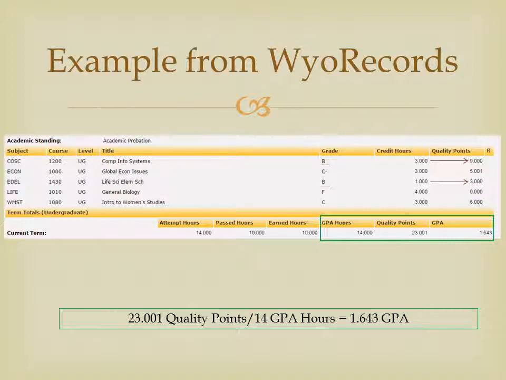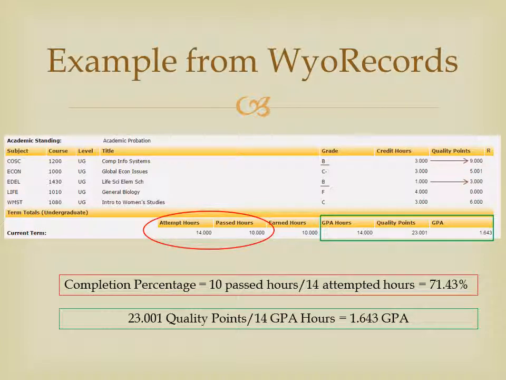Now, there's one other important thing for you to be aware of, and this doesn't have any basis on academic standing, but it does affect financial aid and scholarships and things like that. If we look here on your transcript, we see attempted hours versus passed hours. Because this student got an F in their general biology class, they only passed 10 of their 14 attempted hours. So that gives them a completion percentage of 71.43. Financial aid wants you to stay above 67%, so this student's okay. So be sure to take a look at your transcript, see what your completion percentage is. That's an important piece to the puzzle.